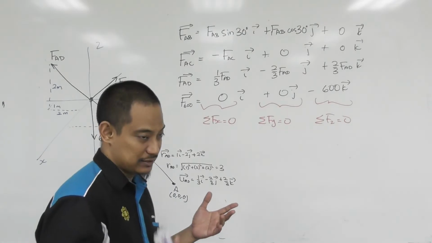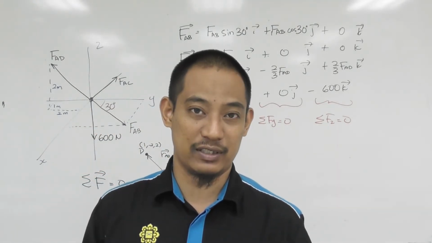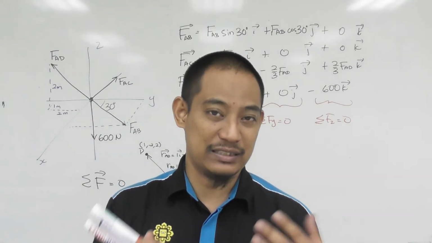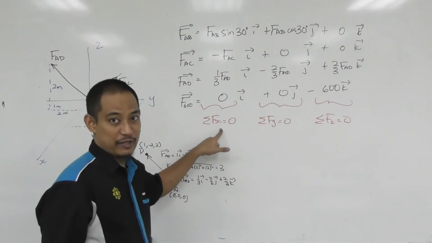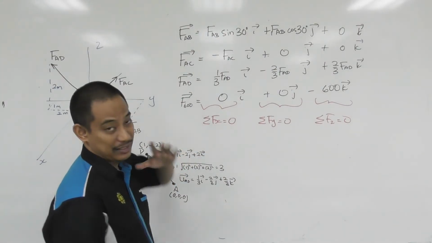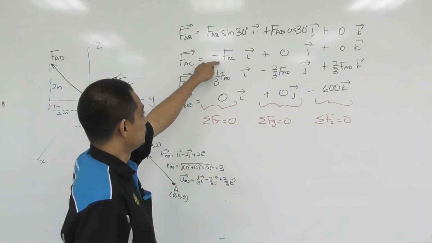Just take a look. Sometimes you have to use simultaneous equations, right? So life is hard, what to do? But sometimes there's an easier solution. For example, if you use summation of Fx equal to 0, how many unknowns are in that equation? We have 1, 2, 3.